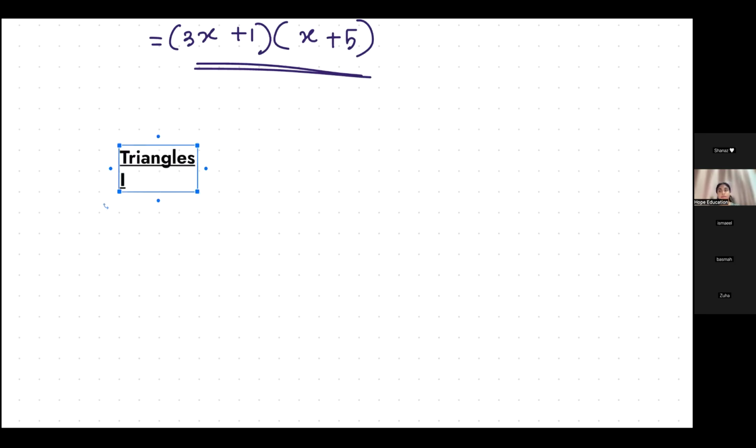Triangles 1. Yeah, it is a main topic. It's the name of the lesson. Sometimes mathematicians used to say that triangles run the world, because triangles are everywhere.